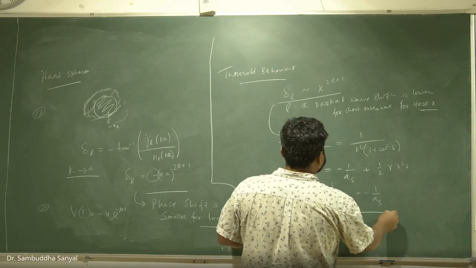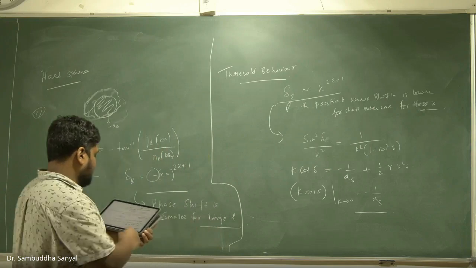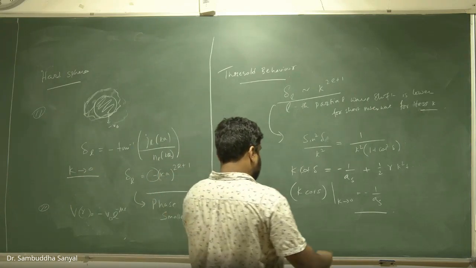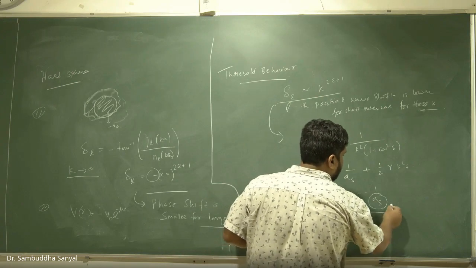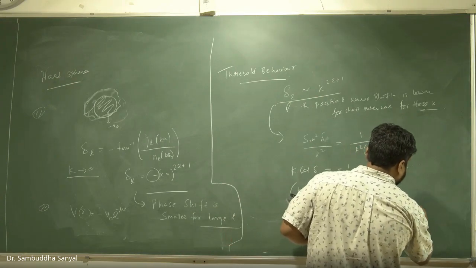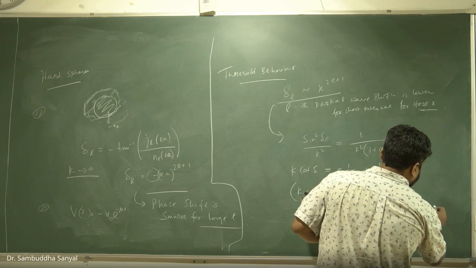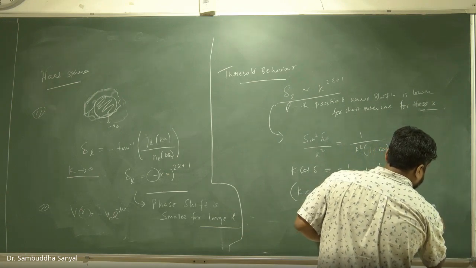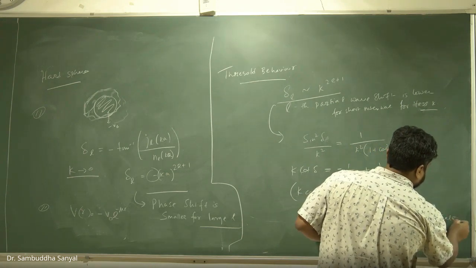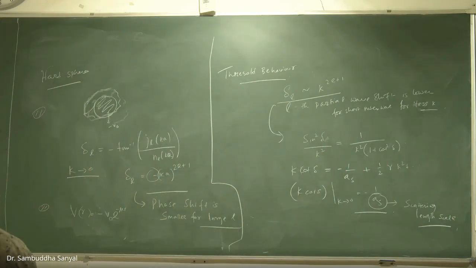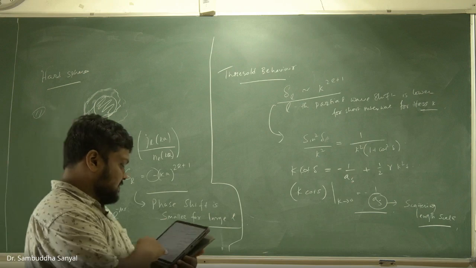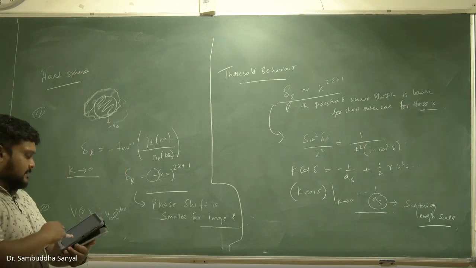You can show this object has a dimension of inverse length, and sometimes the cross section is described entirely in terms of this a_s at low momentum. This is called the scattering length scale. These are just some names. When you read some paper or book, sometimes people say the whole scattering phenomenon is described in terms of a length scale instead of a phase or anything. So this is just to familiarize yourself with that kind of notation.